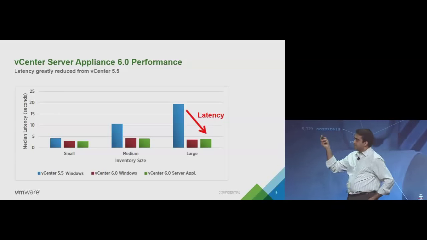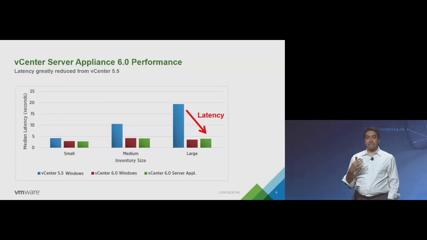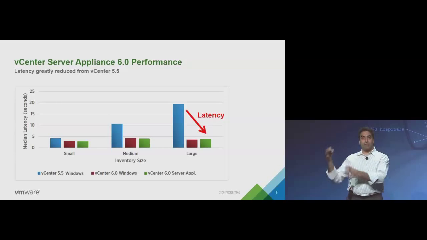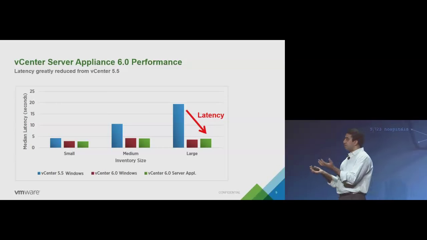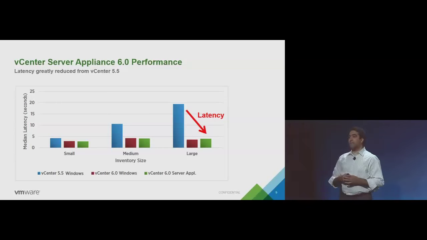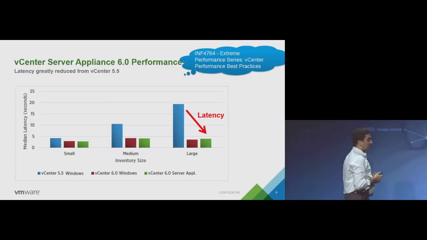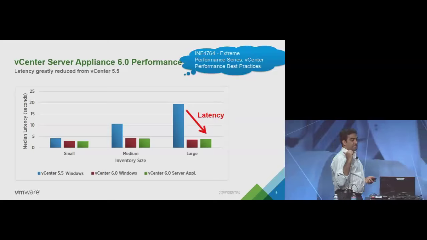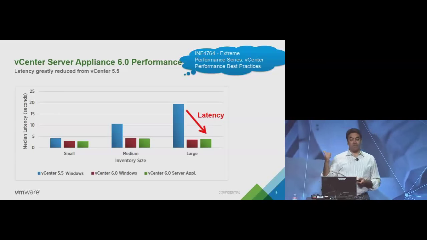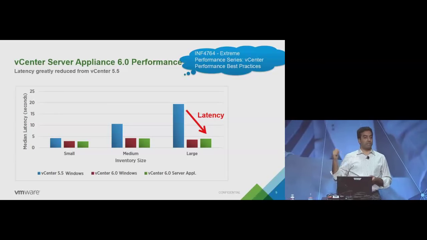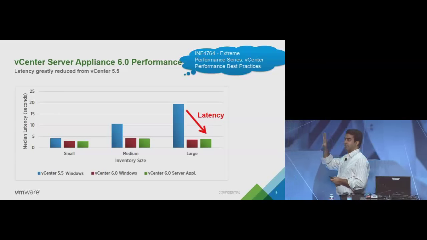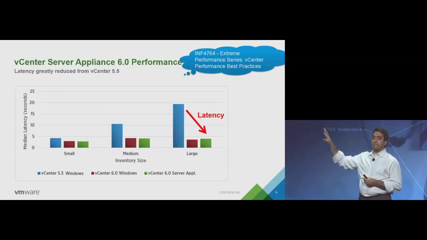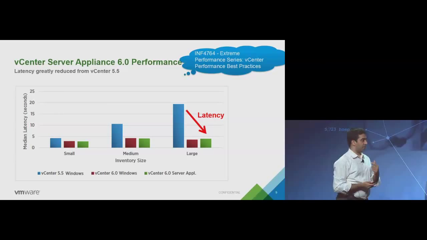With these charts, we get confidence that not only have we made 6.0 better than 5.5, but in terms of Windows versus appliance, they're almost at parity. In some cases, especially large workloads, we see that the appliance sometimes performs better than Windows. There's a full-fledged session on this, the Extreme Performance Series, vCenter Performance Best Practices. Folks who are interested in knowing more about the details can attend this session.